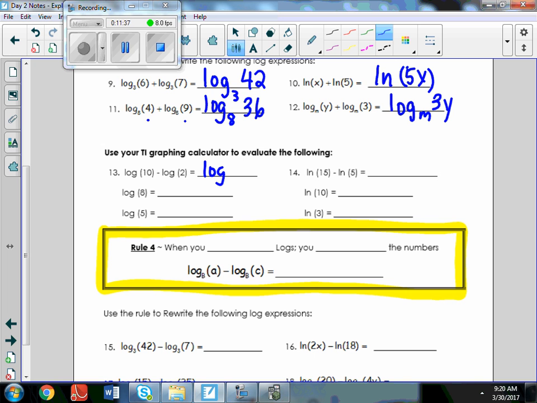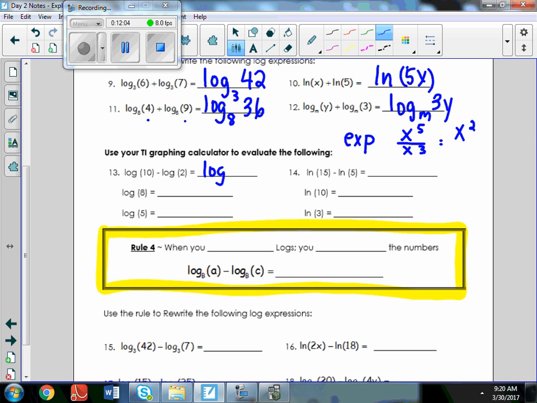So the connection for exponentials is if I had something like x to the 5th over x to the 3rd, that's really x squared, because I subtract. When I divide with exponentials, you subtract. When you subtract with same base logs, you rewrite it as divide. So they are inverses.